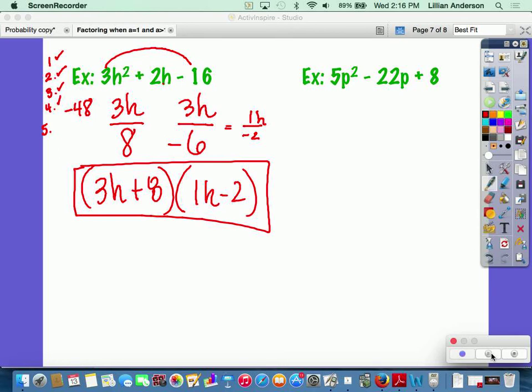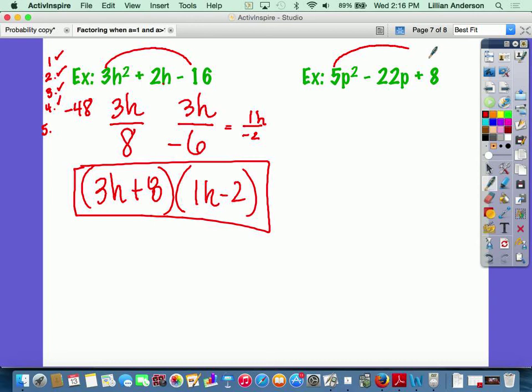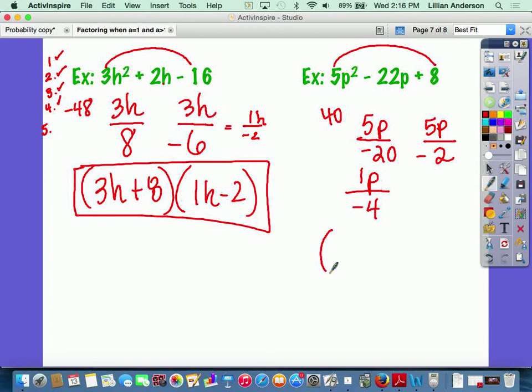There was no GCF. You multiply A and C together to get 40. You look for two numbers that multiply to give you 40, add to give you a negative 22. That should have been negative 20 and negative 2. Step 4, write AX on top, or in this case, it's P. So I'm going to write a 5P on top of both of these. Then the last step, reduce. This first fraction reduces down to 1P over negative 4. The second fraction doesn't reduce at all. And so my factors are P minus 4 and 5P minus 2.